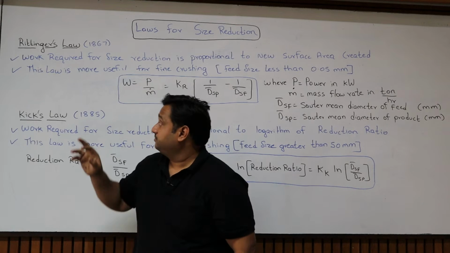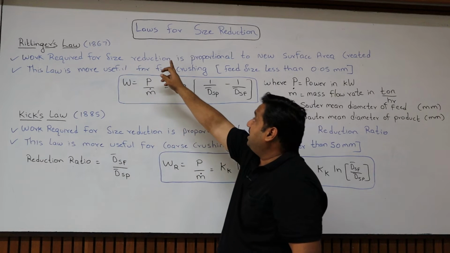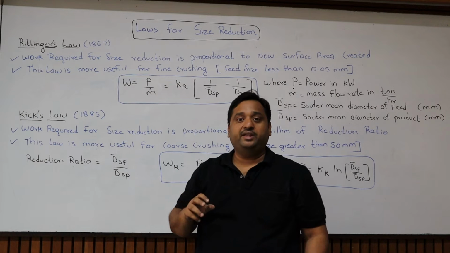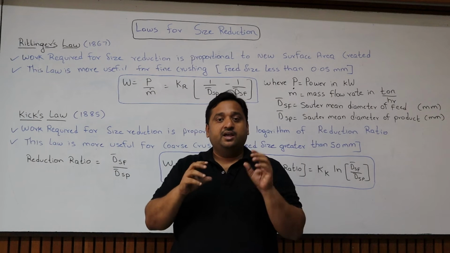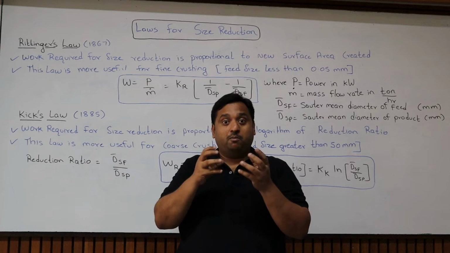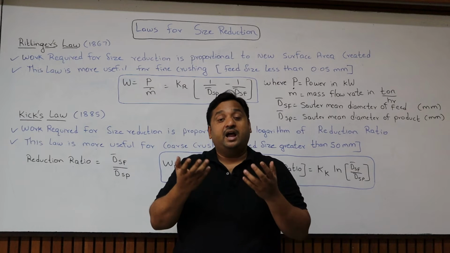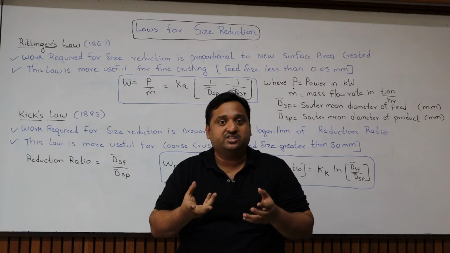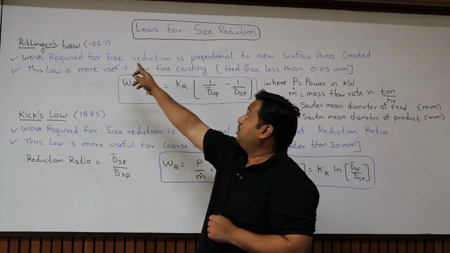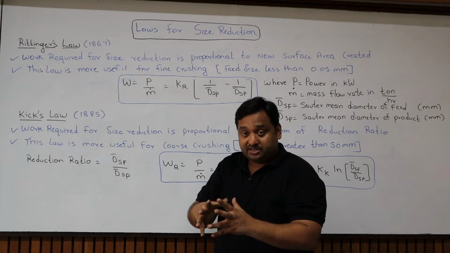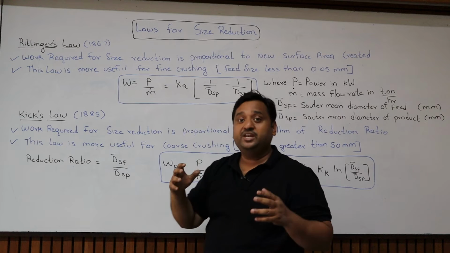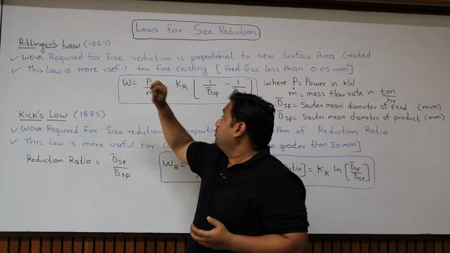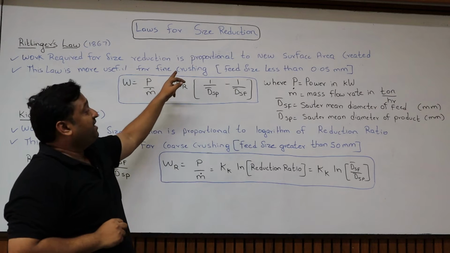Let us define. The work required for size reduction is proportional to the new surface area created. That means if I crush the material, the product formed has a new surface, and the law which takes more surface into consideration is Rittinger's law. Work required for any size reduction is proportional to the new surface area that is created. This law is more useful for fine crushing.